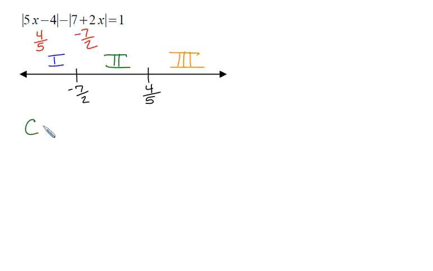So as we scroll over here, we're going to say case 2 is what happens when -7/2 is less than or equal to x, which is less than or equal to 4/5. So pick a value of x in between -7/2 and 4/5. The obvious one, the nice one, is 0. When we plug 0 into this first absolute value, it would be equal to -4. So when we take off the absolute value symbols, we have to put a negative sign out front.